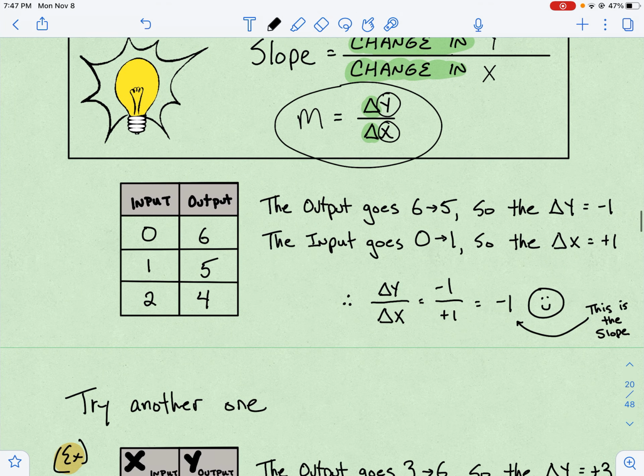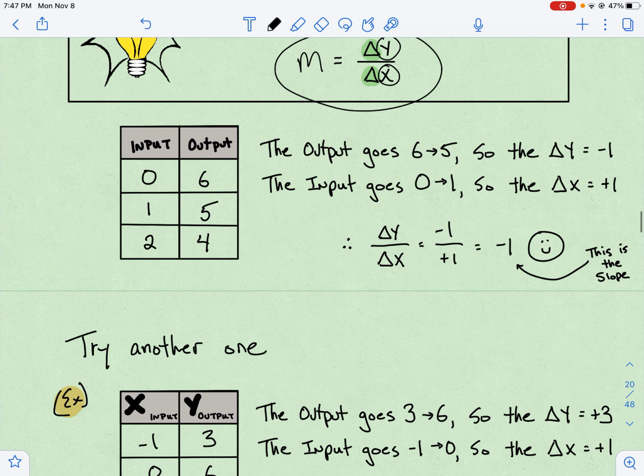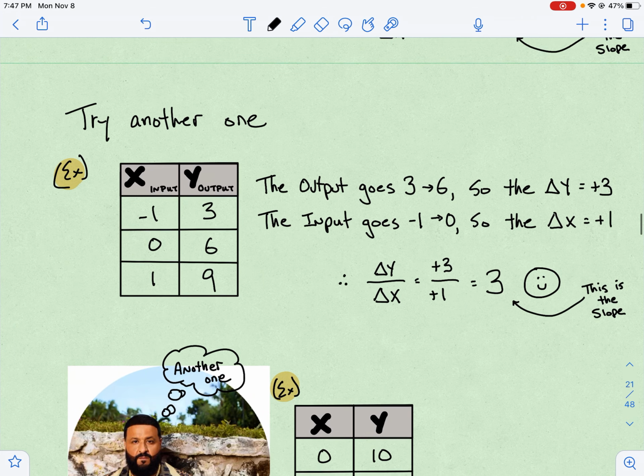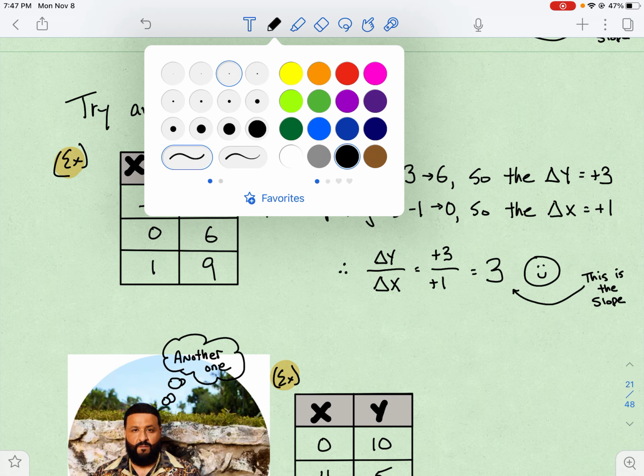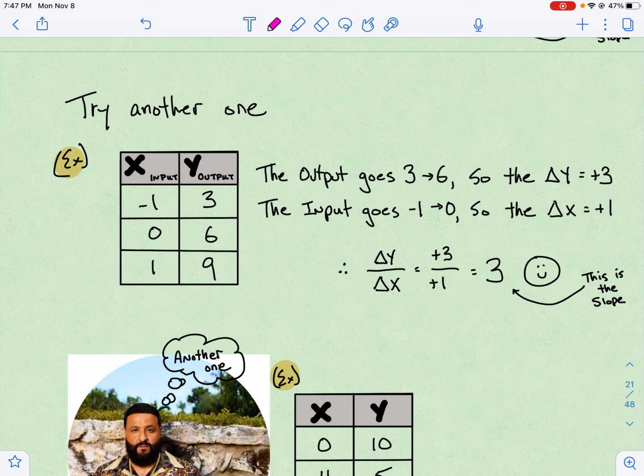Now, in a number of examples, this example we just did, you can see that we worked it through. We got the smiley face with the -1. Let's try another one. Now, I have the examples written out, but I'm going to do them the way I'm explaining it in the video.